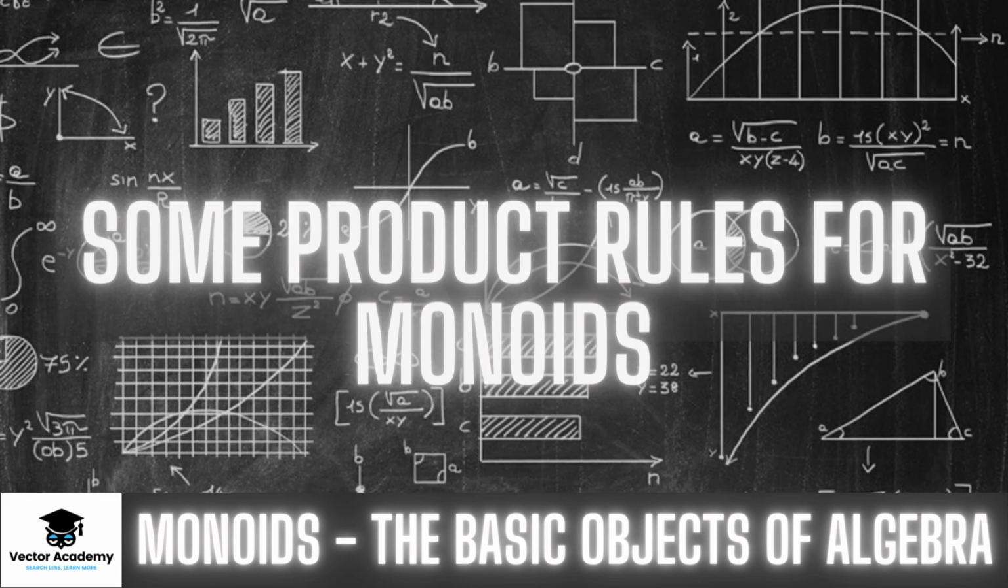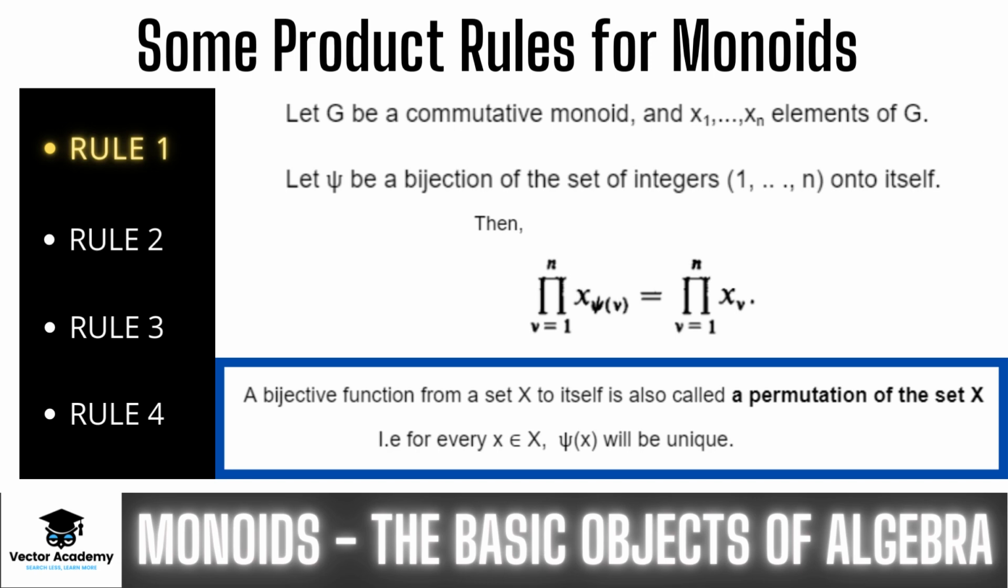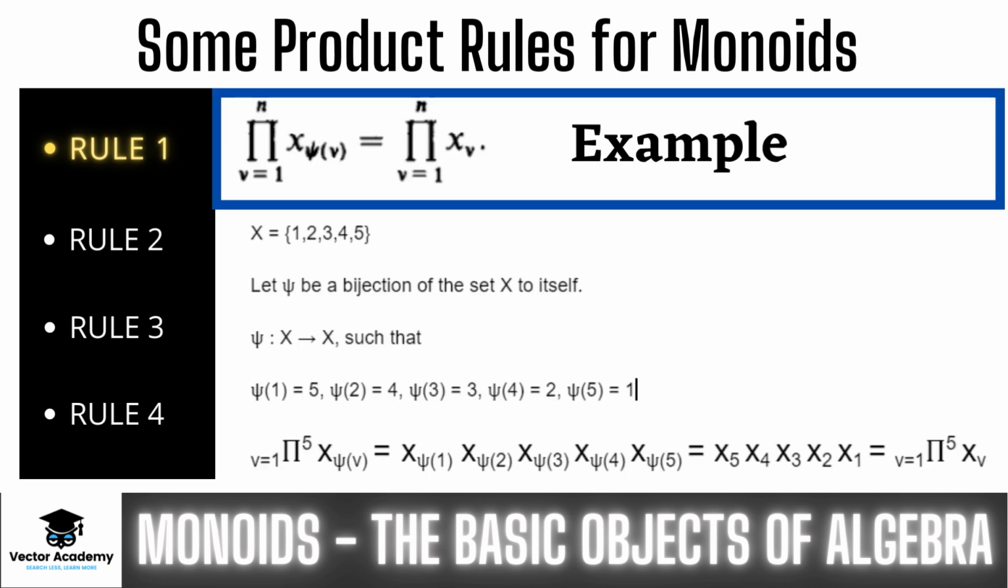Some product rules for monoids. Let G be a commutative monoid, and x1 to xn elements of G. Let theta be a bijection of the set of integers 1 to n onto itself. Then, a bijective function from a set X to itself is also called a permutation of the set X, that is, for every x belonging to set X, theta(x) will be unique. For example, X equals {1, 2, 3, 4, 5}. Let theta be a bijection of the set X to itself, such that theta(1) equals 5, theta(2) equals 4, theta(3) equals 3, theta(4) equals 2, theta(5) equals 1, which clearly shows the relation.